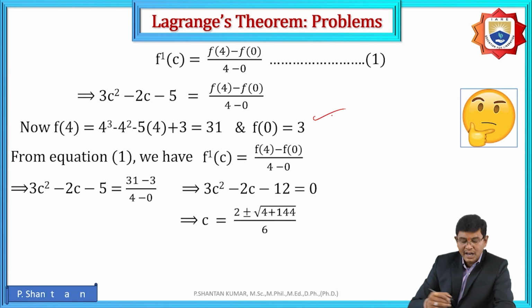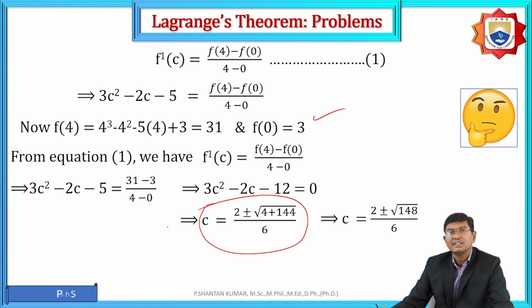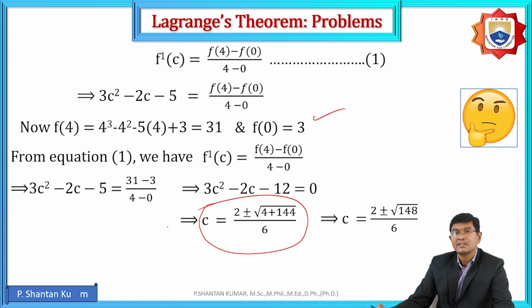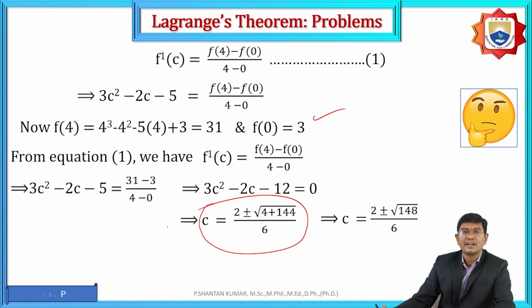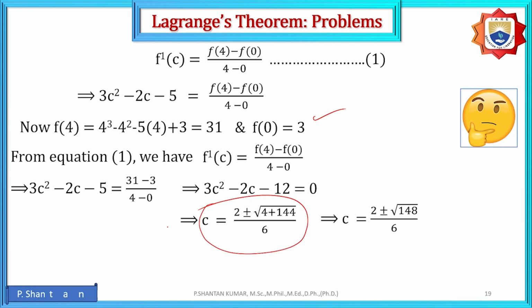After simplification, c is equal to plus or minus 148 by 6. That means the conclusion is that one value is positive and one is negative. The negative value is not required, because as per the given function it is not required to satisfy in the given interval. Only the positive value clearly satisfies it.